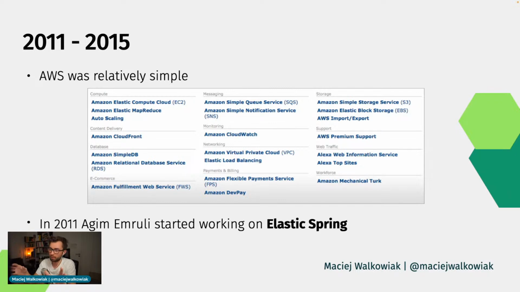Back in the day, around 2011 till 2015, AWS was relatively simple. There was just a small number of services, and EC2 was the only compute platform available to run applications. And in 2011, Agim Emruli, who originally started this project, started working on a project called Elastic Spring that later on transformed into Spring Cloud AWS. An important thing to note here is that 2011 was a couple of years before Spring Boot and Spring Cloud were even created. So Elastic Spring was made with Spring Framework in mind and the patterns that were popular when developing a Spring Framework application, so XML namespaces and so on.